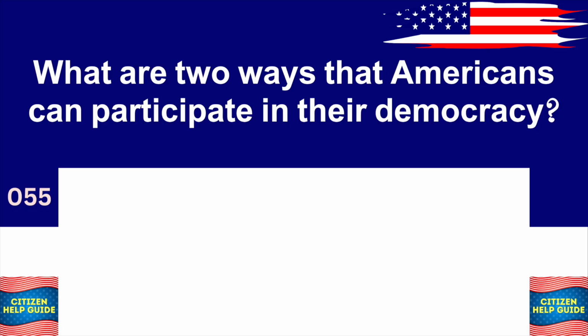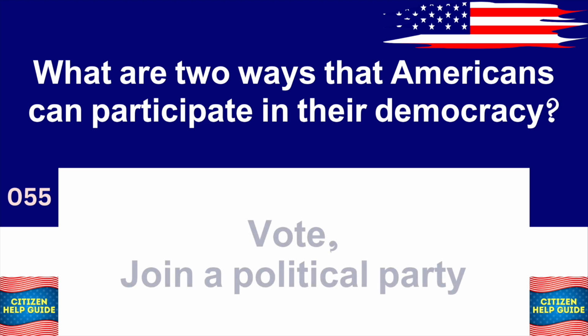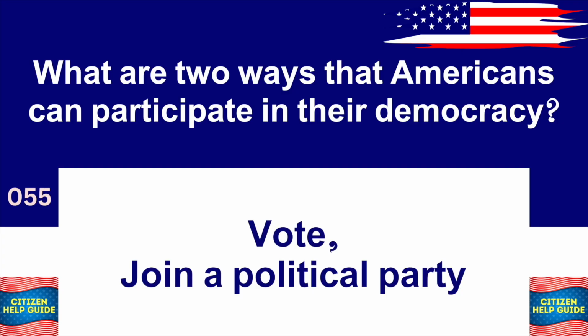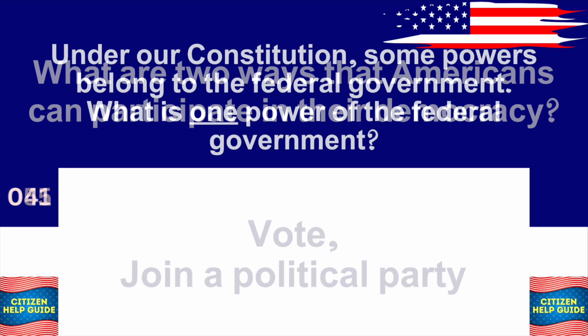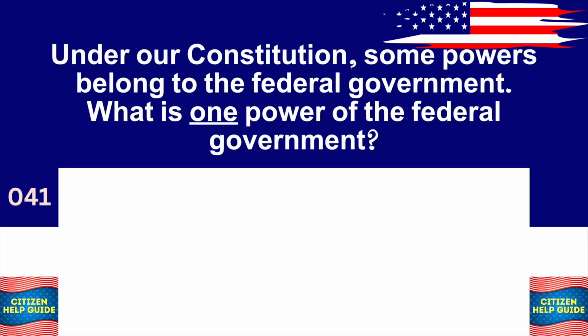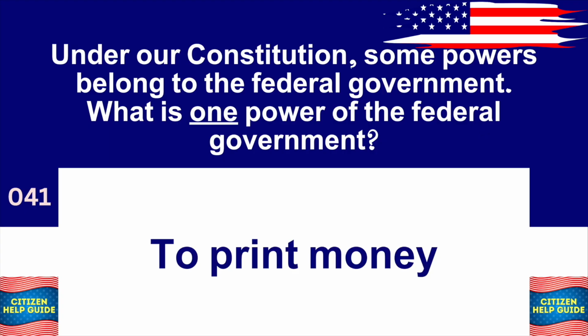What are 2 ways that Americans can participate in their democracy? Vote. Join a political party. Under our Constitution, some powers belong to the federal government. What is one power of the federal government? To print money.